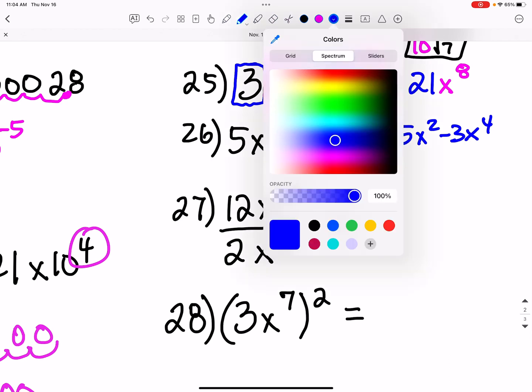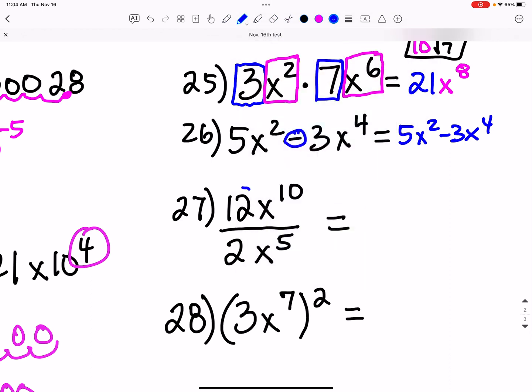For this one, we have the normal division, which is 12 divided by 2. Those are just normal numbers, so that's 6. For the powers, when we divide them, we don't actually divide. We do 1 less, which is 1 less than division is subtraction. So 10 minus 5 is 5.